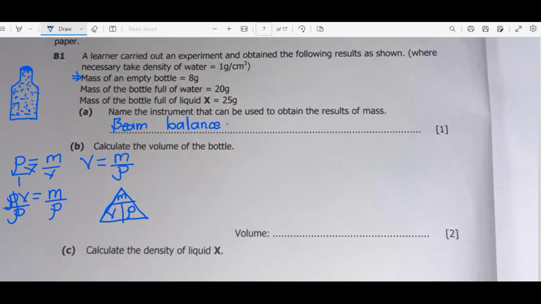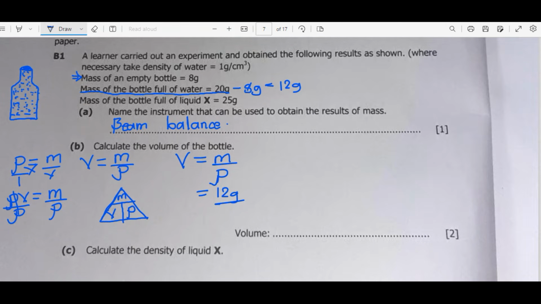So let's have this question. We know that we want volume. So volume is equal to mass over density. Can we find the mass of water? Yes, we can find the mass of water. So let's look at this point. The mass of the bottle full of water is 20 grams. In this 20 grams, there is 8 grams of an empty bottle, so we need to take it out. 20 grams minus 8 will give us 12 grams. So the 12 grams is the mass of water.